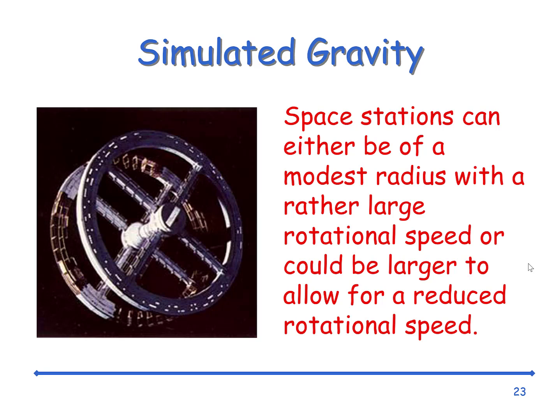In order for us to simulate the gravity, you've got two different options. You could have a relatively small radius of that space station, in which case you're going to have to spin pretty quickly to simulate that 9.81 meters per second squared of acceleration. Or if you had a big space station with a much larger radius, you could have a slower rotation, because with a larger distance to be covered, you can have a smaller speed.